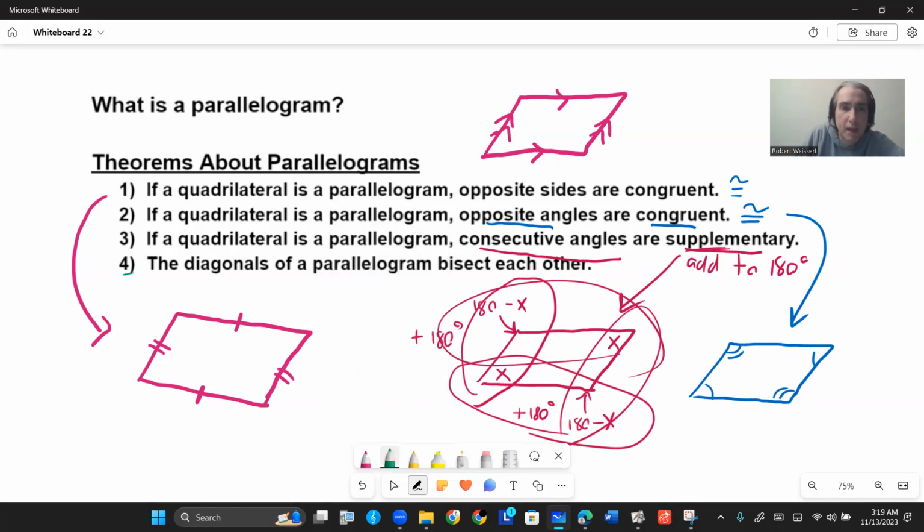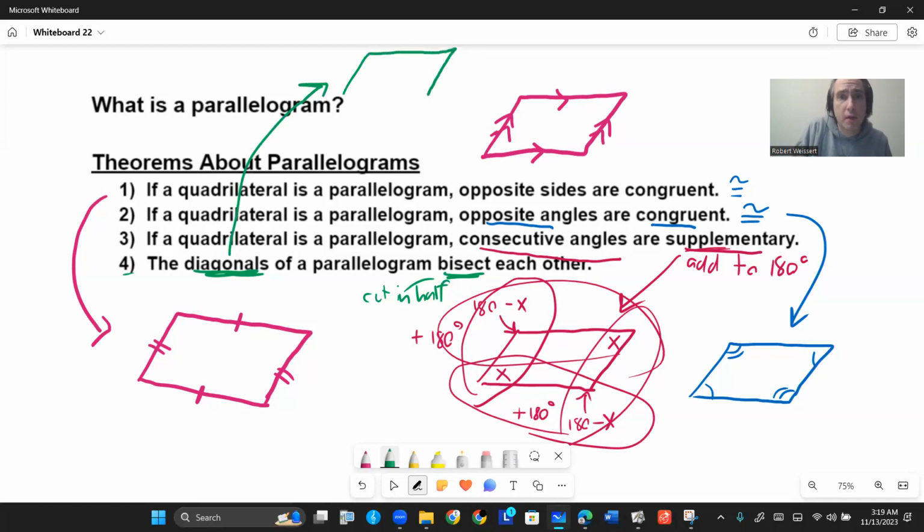And finally, the last property that we really deal with. You can put a couple other properties in there, but the last property we deal with is that in a parallelogram, the diagonals bisect. Bisect means cut in half. Now, a diagonal in a parallelogram is basically a segment that connects opposite corners. So if I were to draw a diagonal, that would look something like this.